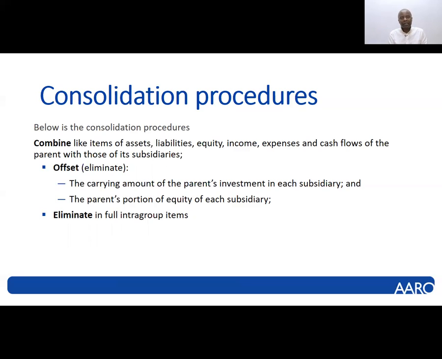So as we do that, we must combine like items. If it is PPE of the parent, property, plant, and equipment of the parent must be added to property, plant, and equipment of what here? The subsidiary. The same case to sales, the same case to liabilities, assets, etc. Ladies and gentlemen, offsetting is the major thing.